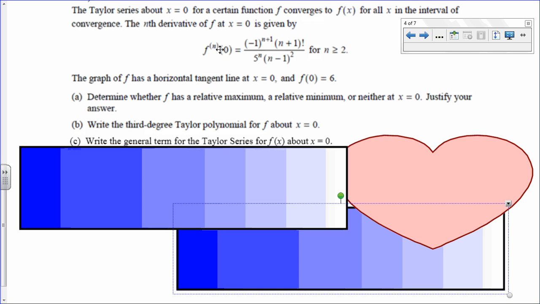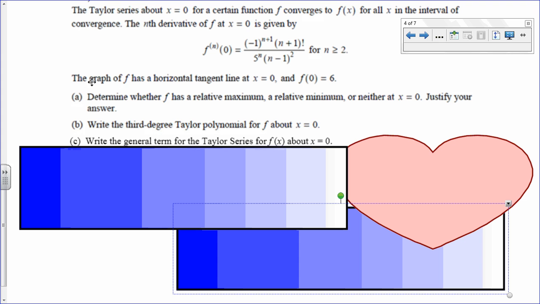But it tells me that if I want the nth derivative at 0, I just plug n into this function whenever n is greater than or equal to 2. In layman's terms, this just means if you want the derivative, plug in numbers for n here, okay? Well, I need derivatives because those become numerators, so that's what I might want to use this for.